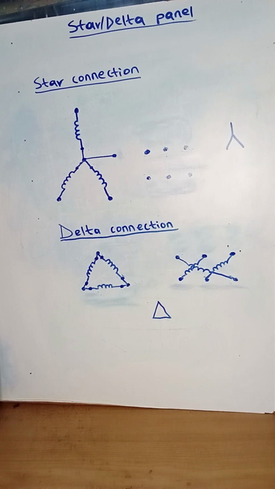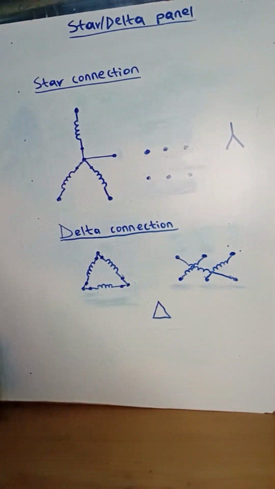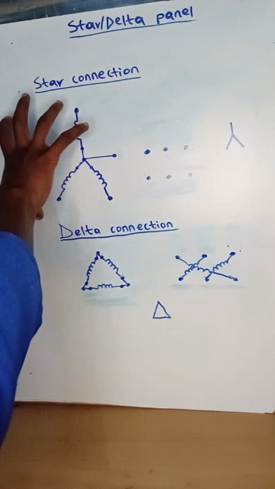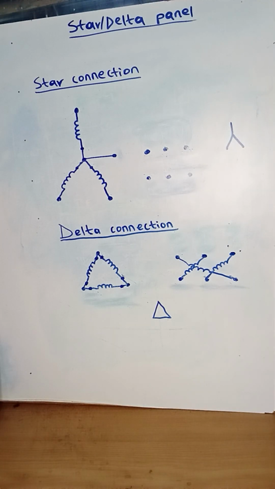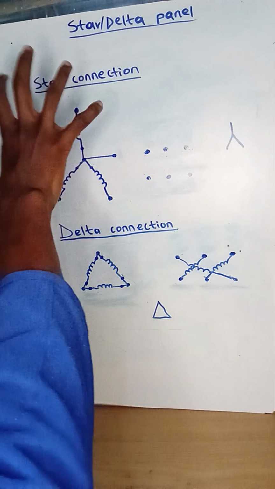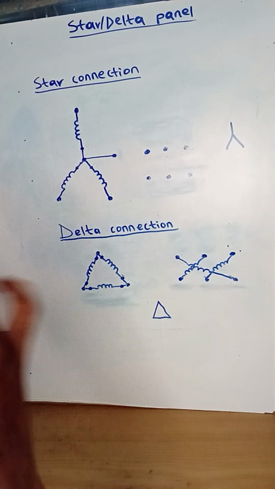In this lesson, you will learn about star or delta panel. The first thing you should know is the connection of a star and delta. So here we drew the connection of a star and a connection of a delta. So I'll start with the connection of a star.